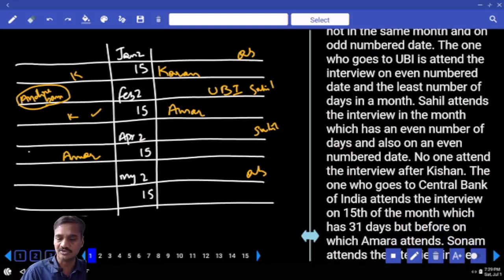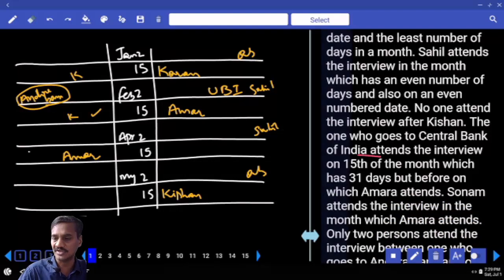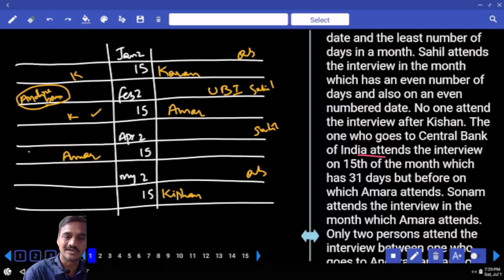No one attends the interview after Kishan. Now Kishan is the last person to attend the interview. The one who goes to Central Bank of India attends the interview on the 15th of a month which has 31 days. Now Central Bank of India can be either here or Kishan. There are 2 different possibilities for this Central Bank.